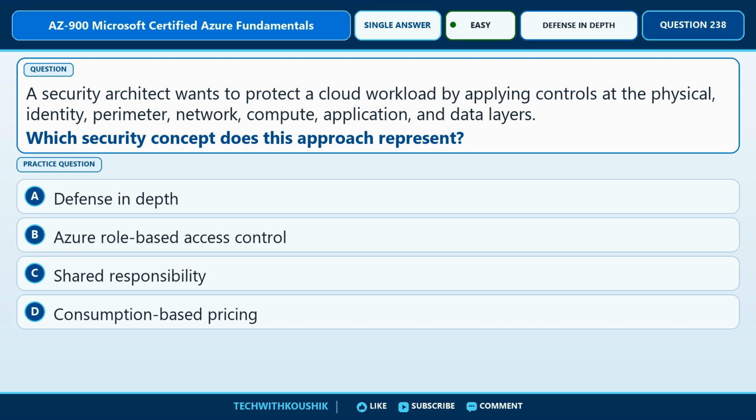Watch the differences between these options. Option A, defense in depth. Option B, Azure role-based access control. Option C, shared responsibility. Option D, consumption-based pricing.